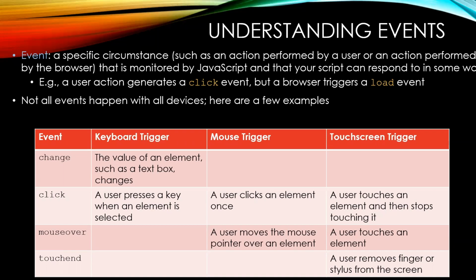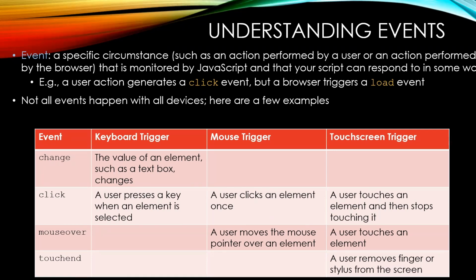So in JavaScript, we have certain events: change, click, mouse over, touch. Not all events happen with all devices. If I say change, it is definitely going to be a keyboard trigger, when the value of an element such as a text box changes. But that change event can only be done with keyboards. Something such as a click, though, can be done using a keyboard, a mouse, or a touch screen. A click is the same thing as what it sounds like. You either click with a mouse, you press a key, or you touch an area on the screen.